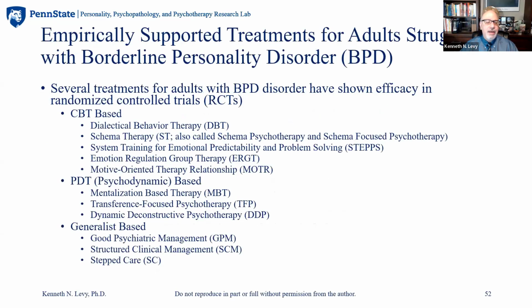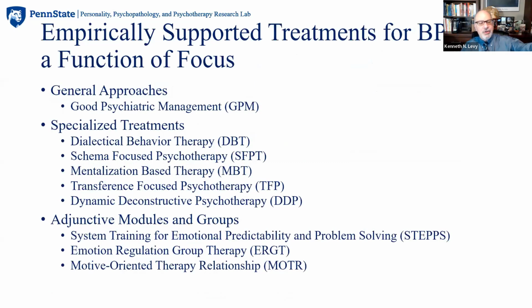Over time, there have actually been several treatments that have now shown efficacy in randomized controlled trials. I array them here as a function of whether they are cognitive behaviorally based, like dialectical behavior therapy at the top, or psychodynamically based, like mentalization-based therapy and transference-focused psychotherapy, or if they're considered sort of a generalist approach. And I can say more about that in a bit. Another way of arraying these treatments is this general approach, like good psychiatric management, specialized treatments, and then adjunctive treatments, treatment modules that you can add on to other treatments to potentially enhance the treatment of the disorder.